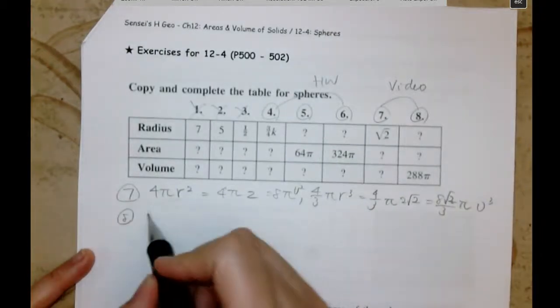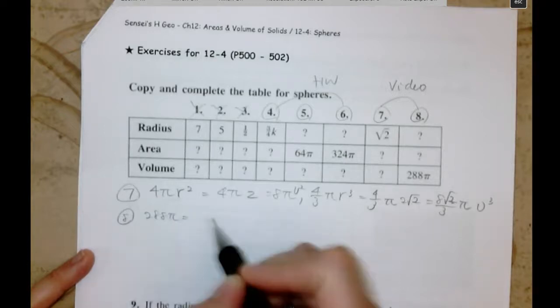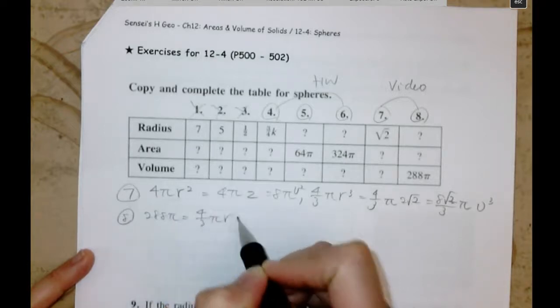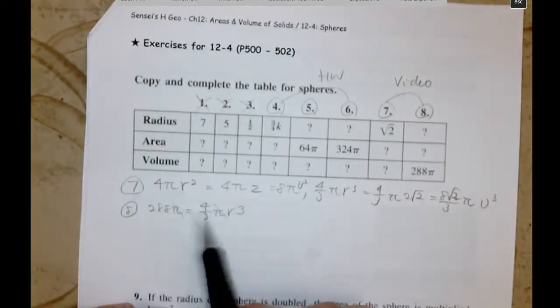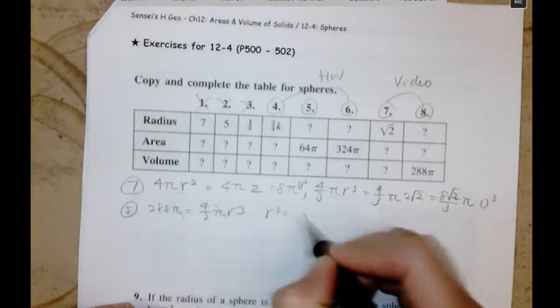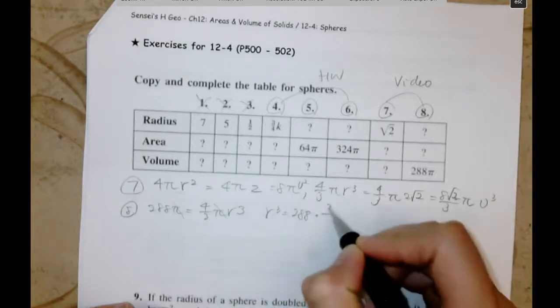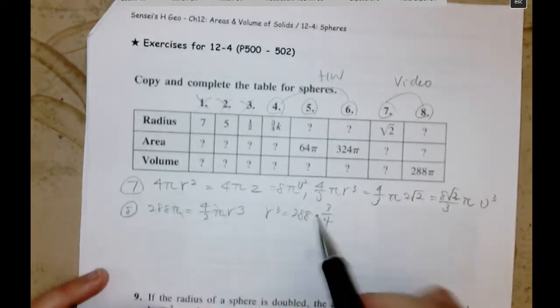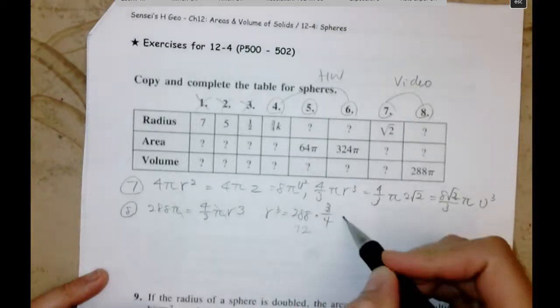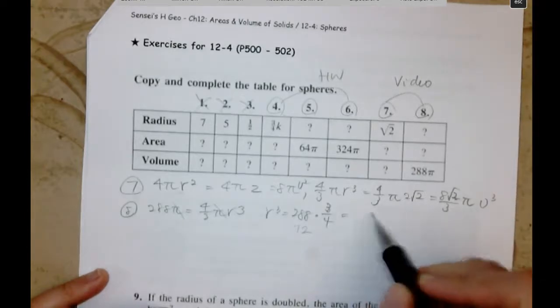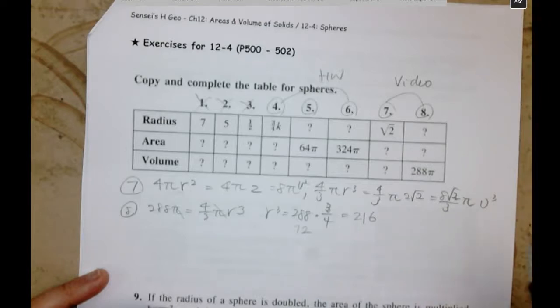All right, 8. If this is volume, that means 288 pi is 4/3 of pi r cubed. So pi cancels, and to move this to the other side, you flip it. So r cubed is 288 times 3/4, right? If you divide 288 by 4, that's 72. 72 times 3 is what? 216. Okay, so r cubed is 216.